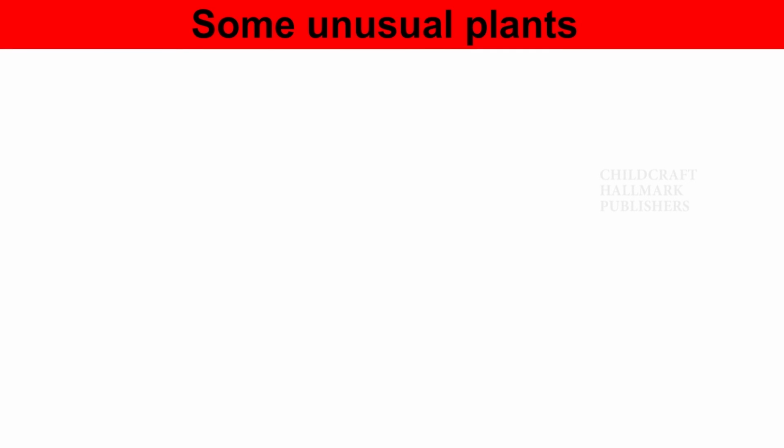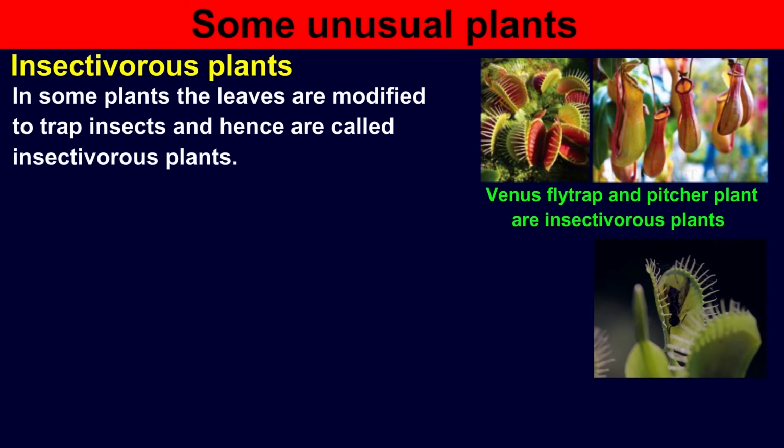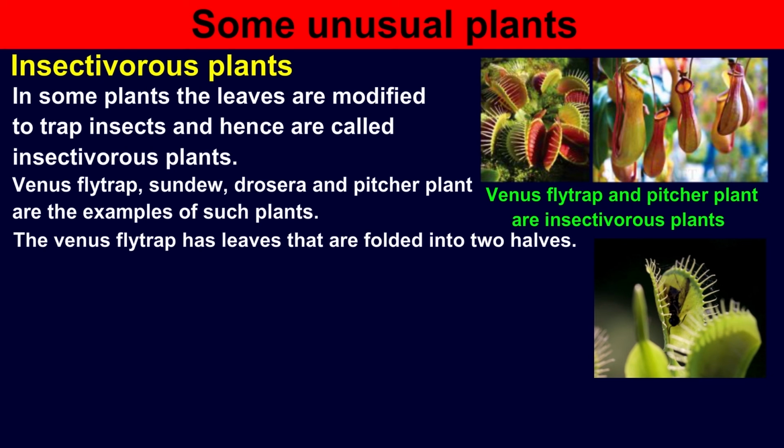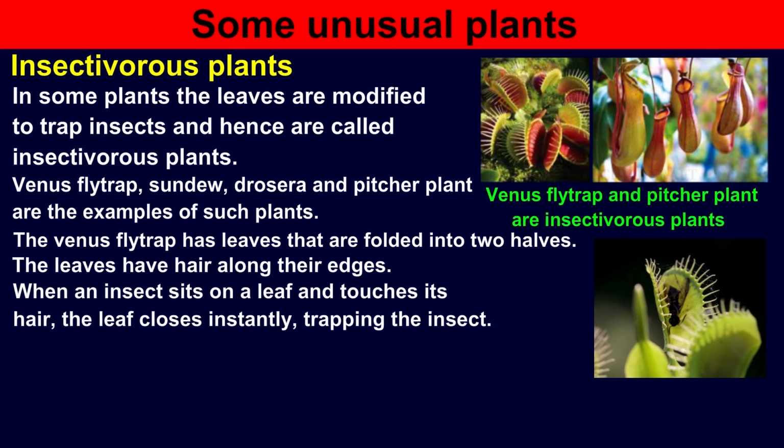Some unusual plants. Insectivorous plants. In some plants, the leaves are modified to trap insects and hence are called insectivorous plants. Venus flytrap, sundew, drosera, and pitcher plants are the examples of such plants. The Venus flytrap has leaves that are folded into two halves. The leaves have hair along their edges. When an insect sits on a leaf and touches its hair, the leaf closes instantly, trapping the insect.